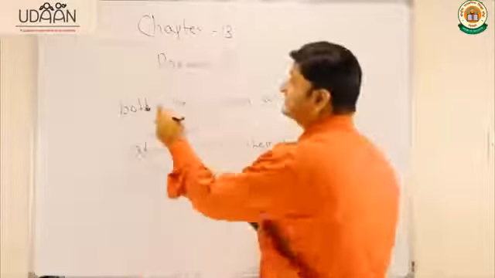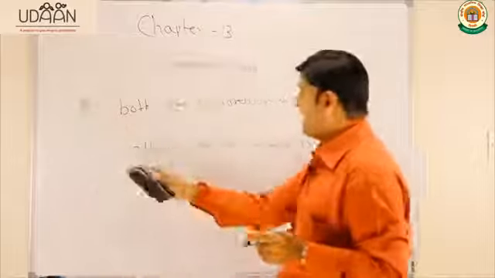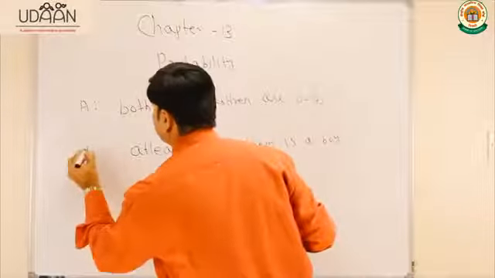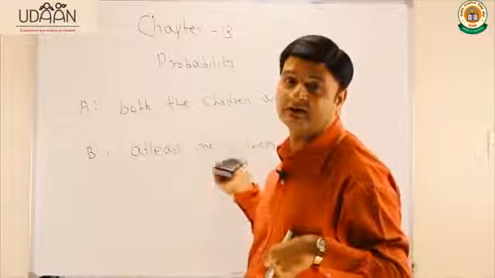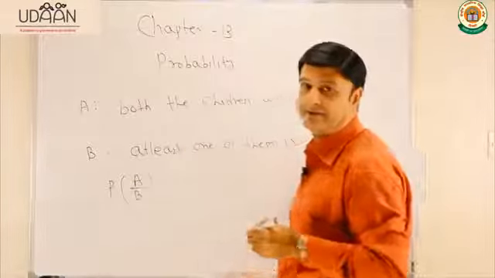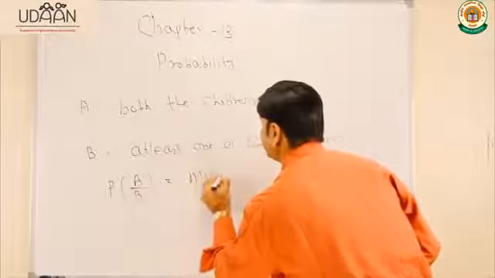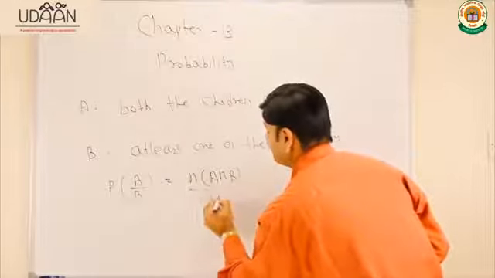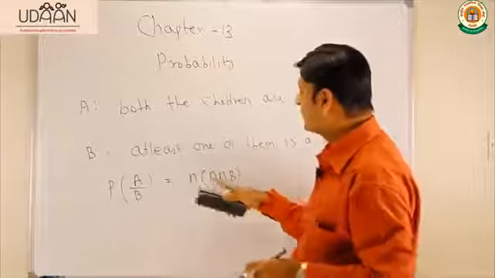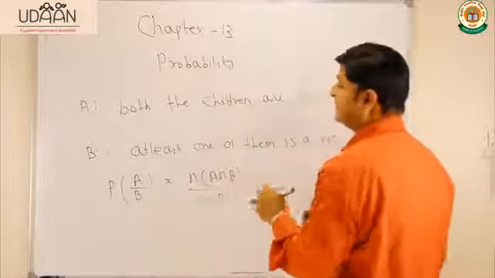So suppose the first event whose probability we have to find out, I name it A, and the event which is given to you, that is at least one of them is a boy, I name it B. So from the discussion we have done, you can realize that we have to calculate P of A upon B. And just now we learned that P of A upon B is N of A intersection B upon N of B. So let's go for calculating N of A intersection B upon N of B.